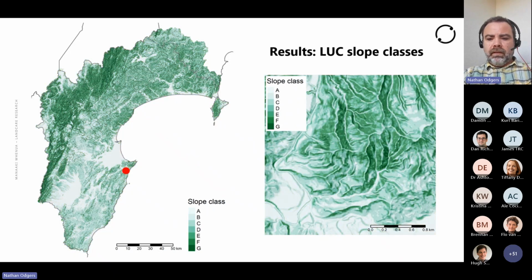If we go through to the LUC slope classes, it's probably difficult to tell, but you can start to see on that right-hand image there, where instead of a smoothly varying slope, it's aggregating those slopes up into the classes. So you've got broad areas in some places of a single color. So you're talking about class B or class C slopes all the way through here.